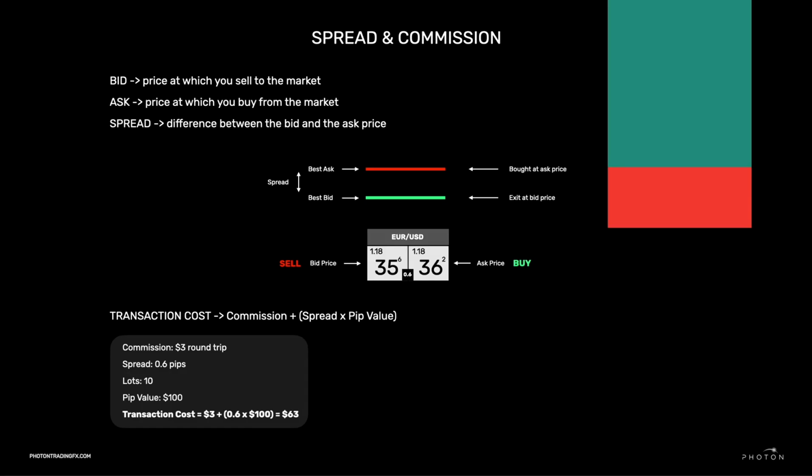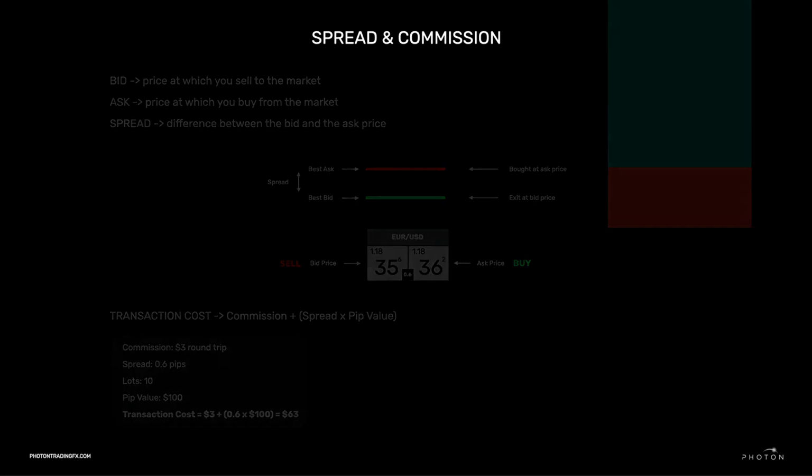So it's just down to your preference, which style you prefer. Whether you prefer those narrower spreads with a flat commission rate, or whether you're happy to have the wider spreads. But generally, the costs will be the same.